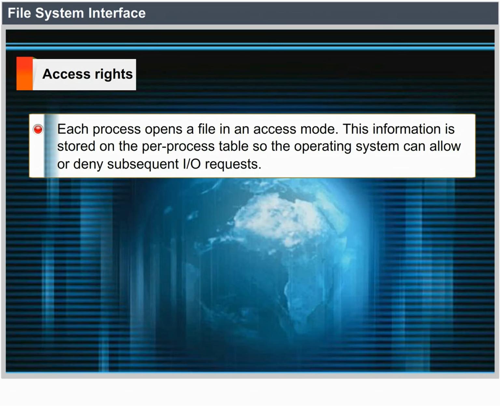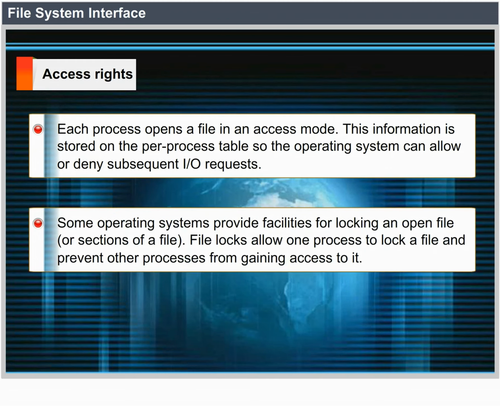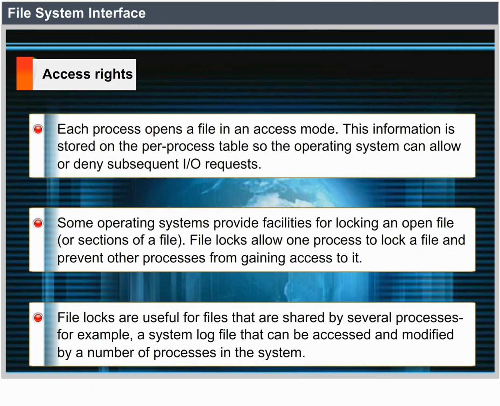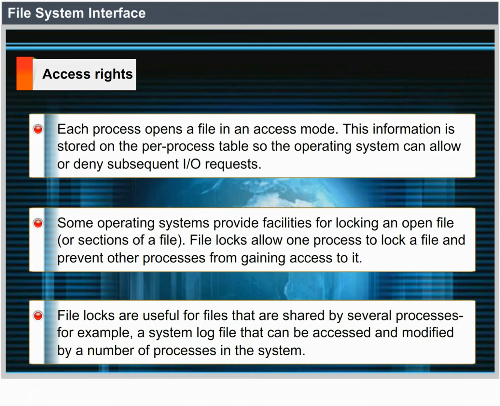Some operating systems provide facilities for locking an open file or sections of a file. File locks allow one process to lock a file and prevent other processes from gaining access to it. File locks are useful for files that are shared by several processes, for example, a system log file that can be accessed and modified by a number of processes in the system.